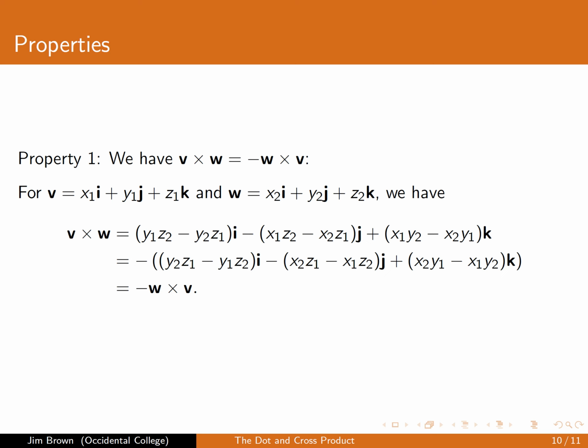So here, if we just write out the definition from the previous slide, just notice if I factor a negative out of this, it changes the order. So if I pull a negative out, I get y2z1 minus y1z2, and similarly all the way through. And then this new term inside is just W cross V. So that's where that negative comes from. You're just switching the order of everything.